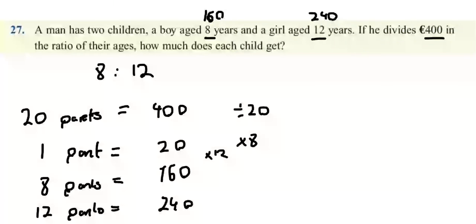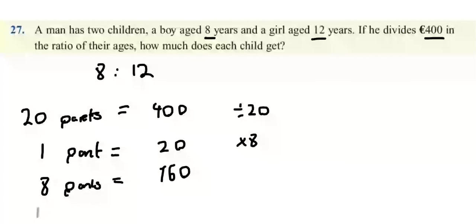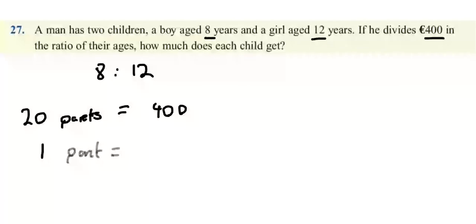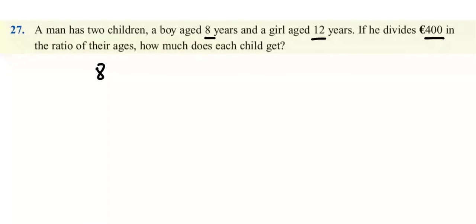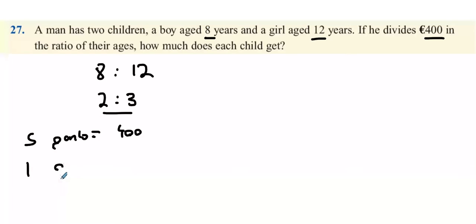Now, another way of doing this is at the very beginning, you can break down the ratio into a smaller amount. So 8 is to 12 is the same thing. You divide both sides by 4, it's the same thing as 2 is to 3. Add 2 and 3 together and you get 5 parts. 5 parts equals 400. 1 part is 400 divided by 5, which is 80.